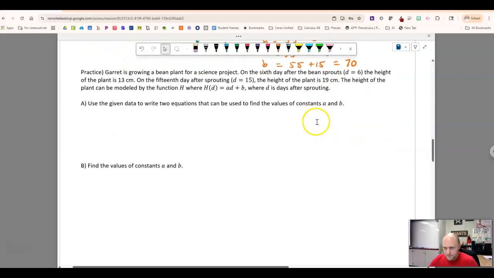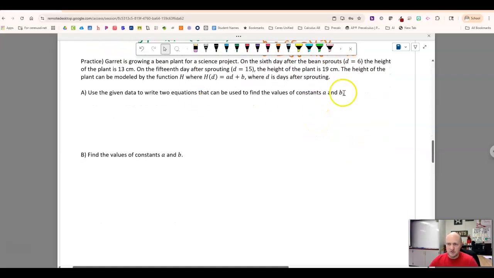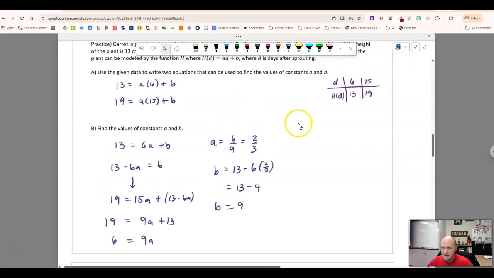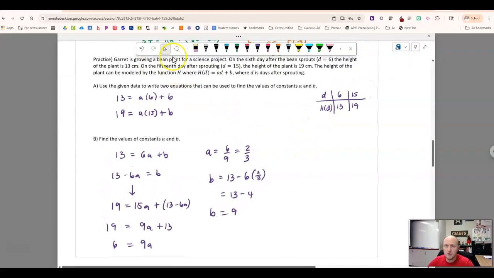Okay, here is a practice question. Go ahead, I want you to pause the video. I want you to try to solve this one. In this one, here is the given data for Garrett growing a bean plant. They say on day 6, the plant is 13, I think, centimeters tall. And on day 15, it's 19 centimeters.